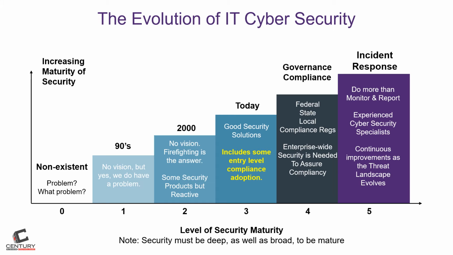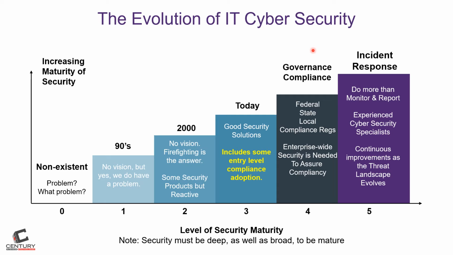This slide represents the evolution of IT cybersecurity. If we go back to the 90s, most computers were not connected to each other outside of maybe an internal network, and certainly were not connected to the internet. So the threats were not as prevalent as they are today. Today, we've got a good set of security solutions, but as the level of security has matured, we need to add additional security measures in order to provide a high level of protection.